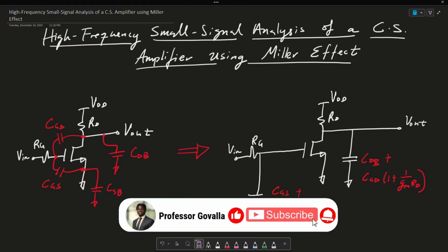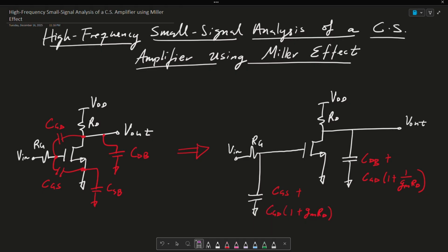My name is Professor Kovala, and today I'm going to be talking to you about the high frequency small signal analysis of a common source amplifier using Miller's effect. Essentially the goal of this video is to find the AV gain of the common source amplifier here located to the left, which is basically the V out over the V in. And we're going to approximate this AV gain using something called the Miller's effect.